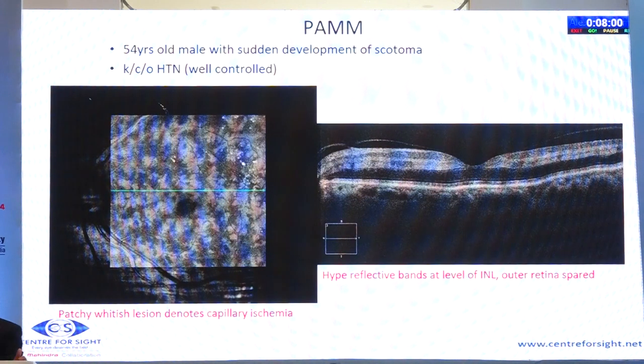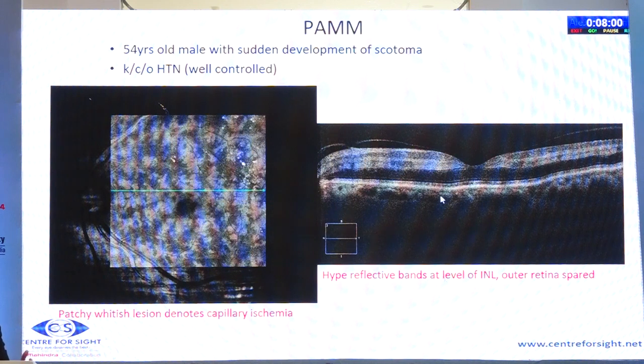So this was a hypertensive male, 54 years old, and he presented to us with a history of diminished vision, but he was not able to explain it. Vision was around 6/12, and this is what we saw. We see these whitish patches on the OCT angio. These whitish lesions denote capillary ischemia.